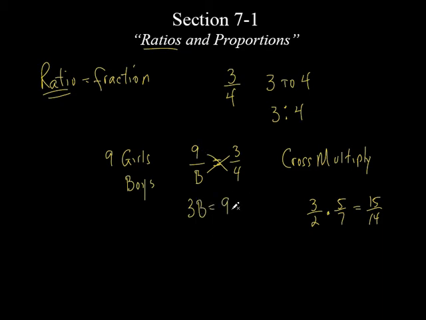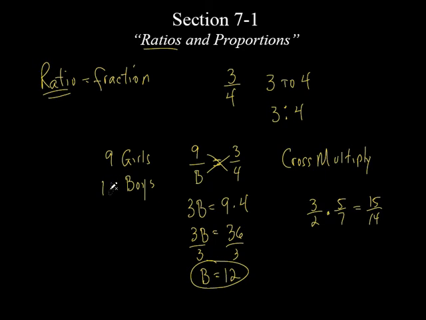I'll write it down so you know where we got that number. That's cross multiplying, multiplying diagonally. 3b equals 9 times 4. So what do we do? 3b equals, what's 9 times 4? It's 36. Solve for b. We divide by 3, and look what the number of boys is in this class. 36 divided by 3 is what? It's 12, just like we said it was. Remember, I went 4 times 3 is 12, so there's 12 boys in the class.